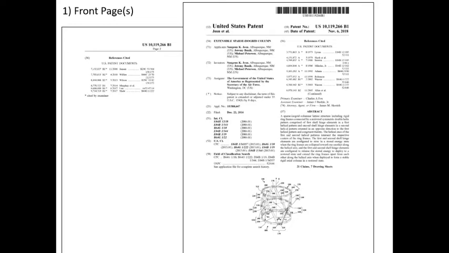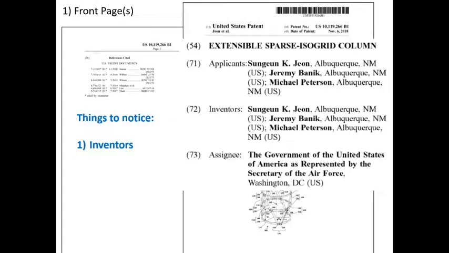The purpose of the front page is to provide you some information about the patent, and the information that you will see when you look at this is 1, who are the inventors? In this example, you will see that there are an applicant and inventors. Usually these are the same, but sometimes the applicant is a company. The inventors will always be people, and they will be the people that do the inventive step in creating the invention, let me say.